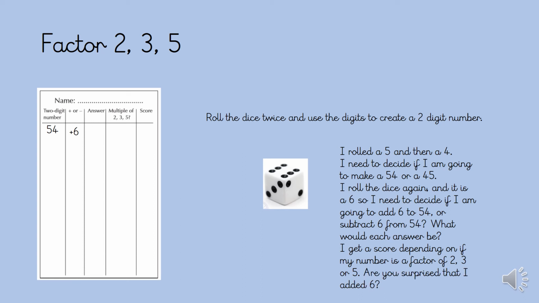Are you surprised that I added 6? The answer is 60. Now, what are the factors of 60? Not all of them I don't need to worry about, just 2 and 3 and 5. Does 2 fit into 60 exactly? And what about 3 and 5? Yes, they all do. So it is 10 for that one.